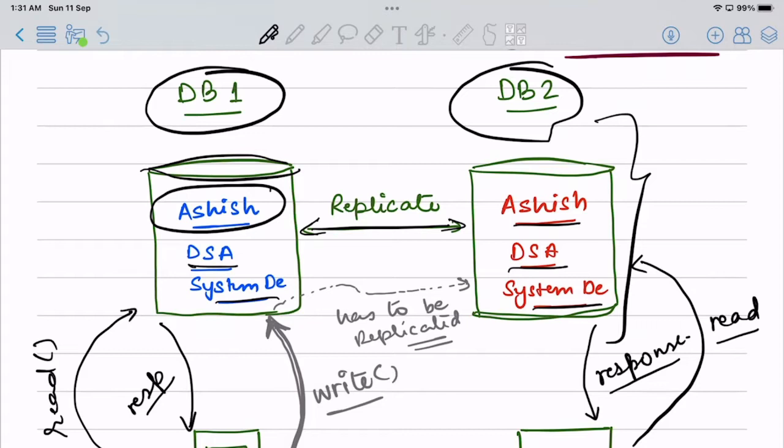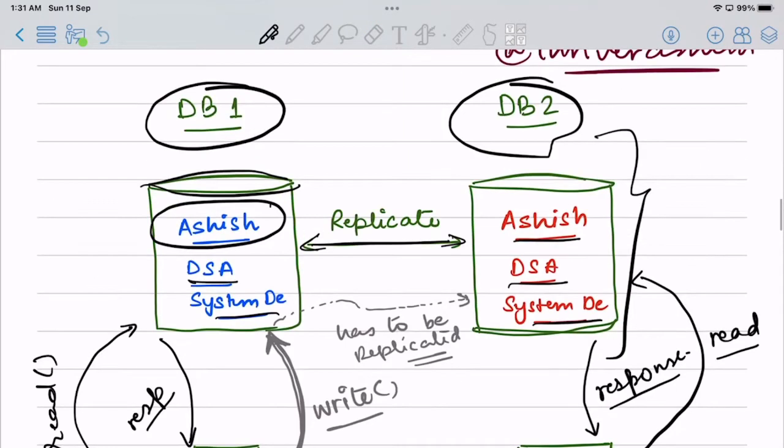I think you should read about that as well, and I might cover it in further videos. So here you see these are the 2 databases, database 1 and database 2, and whatever is being written to database 1 is being replicated. They are connected over a network, and some network call will happen which will replicate.